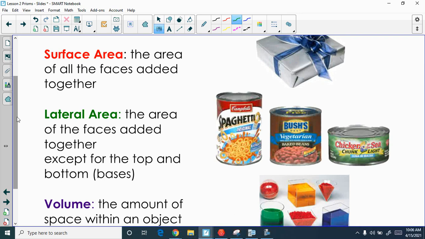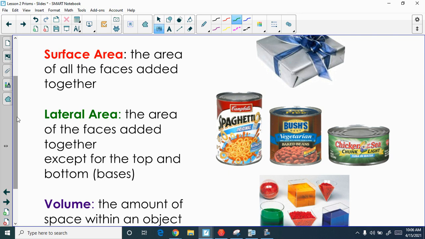So surface area is going to be the area of all of the faces added together. And to think about what this is, it's like when you wrap a present, when you cover all of the faces of that present, that's surface area. Lateral area is going to be the area of the faces added together without the top and the bottom.